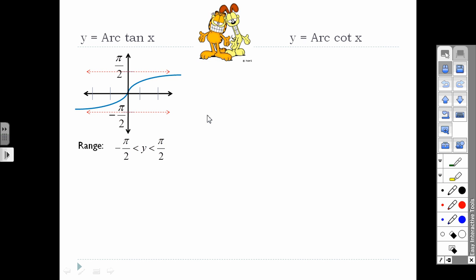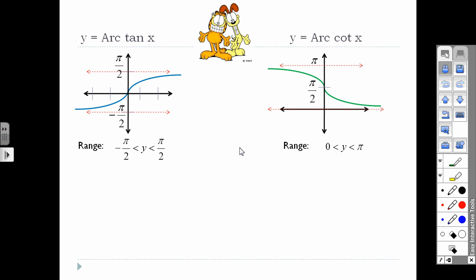Okay, so let's do the same analysis with arc cotangent. This is what its graph would look like. And if we just take this one region here between 0 and pi, between these two asymptotes, we would get our principal values. So that range is from 0 to pi. Once again, not including the asymptotes, those values, because they would be undefined.